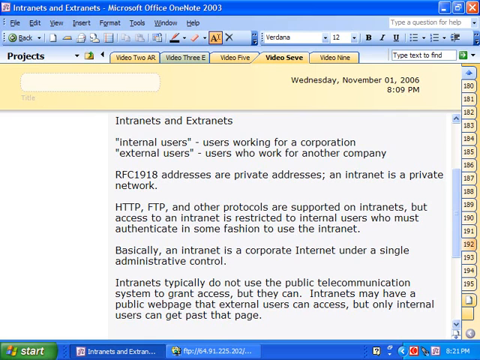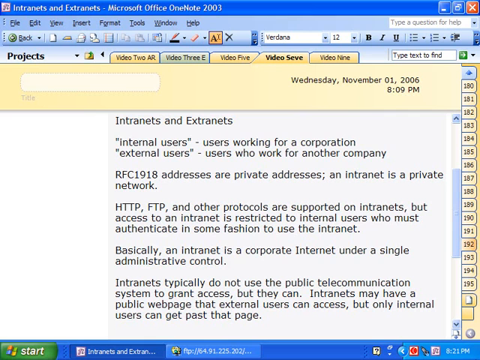It's really like a private internet. It's really a corporate internet under a single administrative control. Intranets typically don't use the public telecommunication system to grant access, but they can. I have seen intranets that have a public web page that external users can access, but to get past that, you have to be an internal user. You have to be able to authenticate.